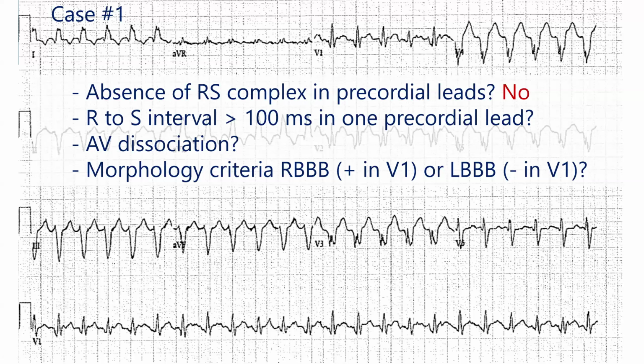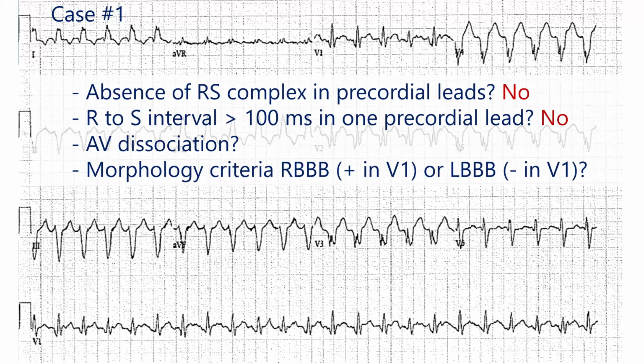How about the R to S interval in the precordial leads, meaning going from peak of the R to the S? And as you can see here, it's pretty small, right? Anywhere you have an R to S, it's within one small box, so not only is it not less than 100 milliseconds, it's really not clearly more than 40 or 50 milliseconds. So here, once again, the answer is no.